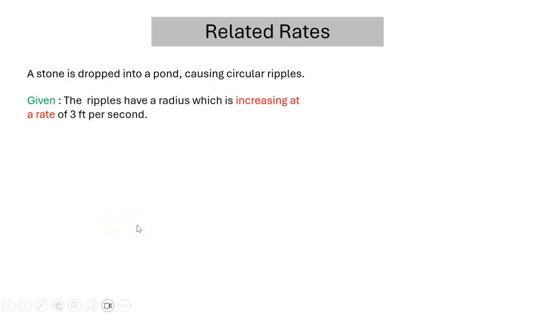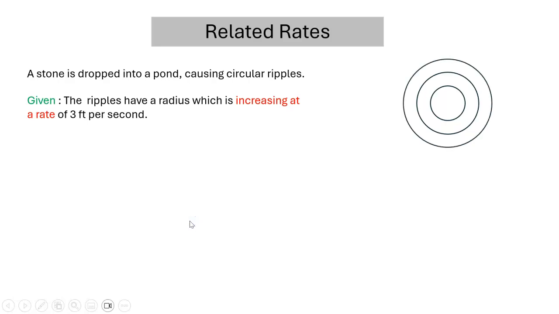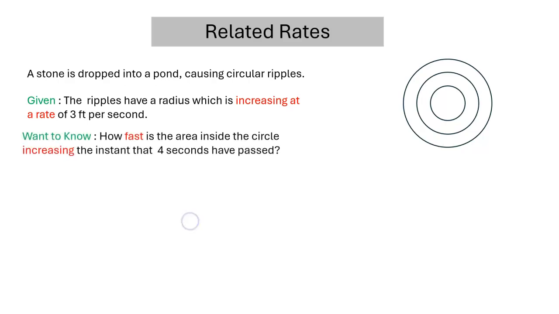Okay, in this video we're going to look at an example of a related rates problem. So, what's the problem? Suppose a stone is dropped into a pond causing circular ripples. Suppose we're given that the ripples have a radius which is increasing at a rate of 3 feet per second. And suppose further what we really want to know is how fast is the area inside the circle increasing the instant that 4 seconds have passed.